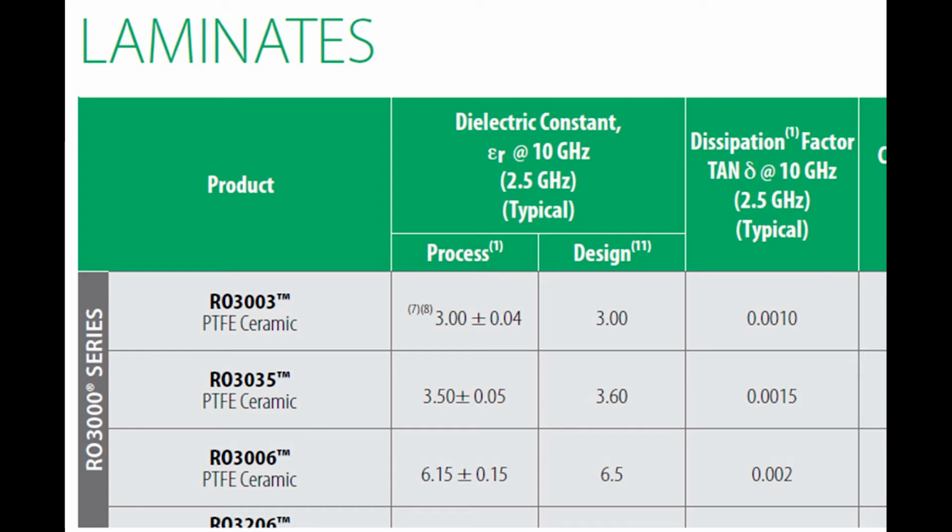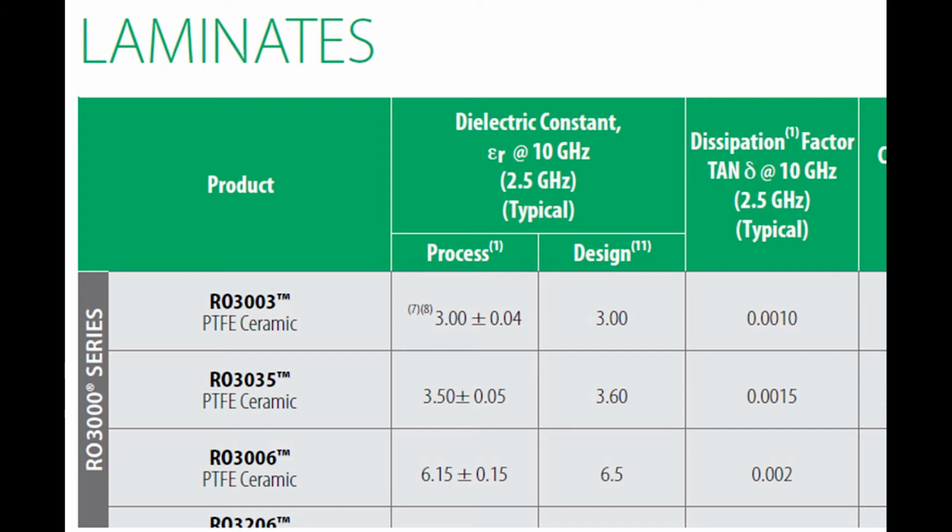It's the IPC-TM-650 2.5.5.5C test method. It's basically a clamped stripline resonator test method testing the raw material properties. Now, Rogers uses this test method to look at the materials for process control and quality control.